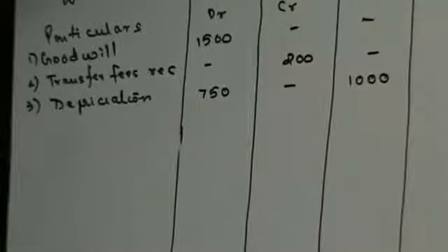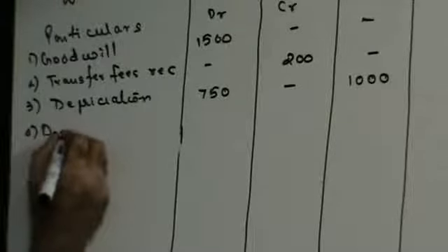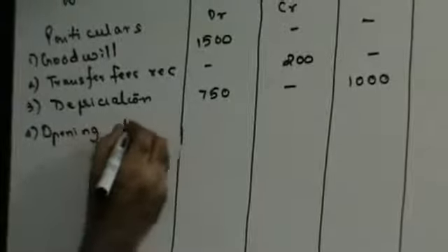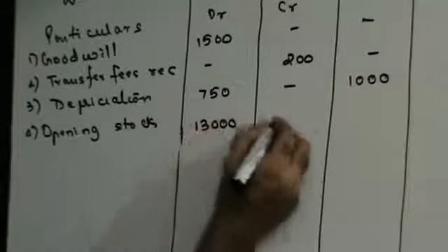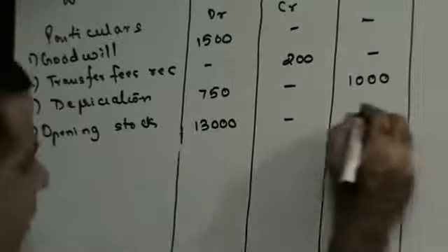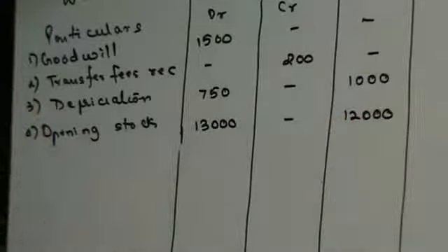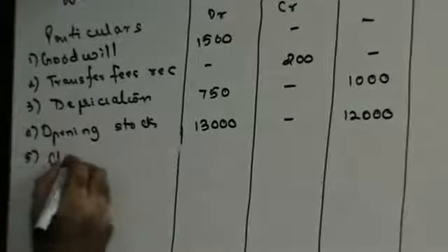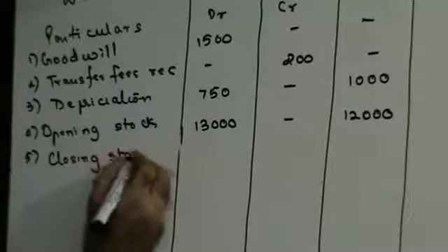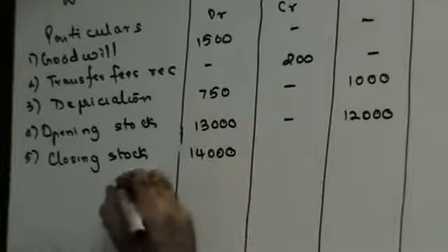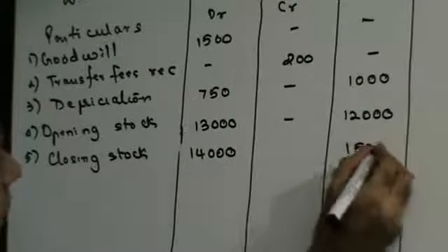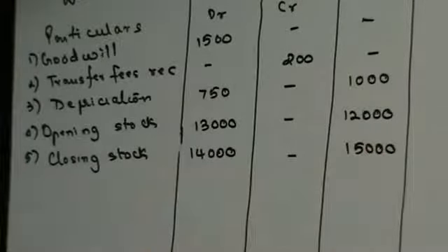Next, opening stock. Opening stock as per financial records is 13,000 rupees and as per cost records is 12,000 rupees. Next, closing stock. Closing stock as per financial records is 14,000 rupees and as per cost records is 15,000 rupees. So first thing that you have to do is record all the transactions in working note, right?